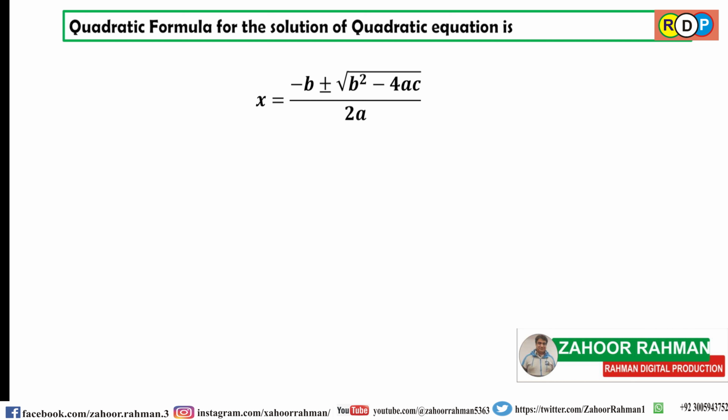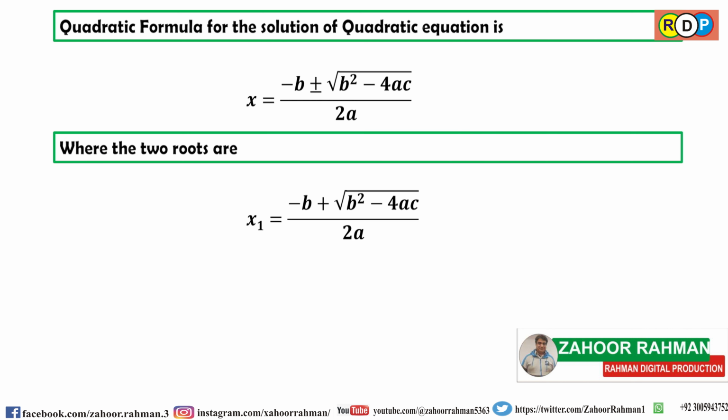We can find the two roots, that is x1 will be taken because here you can see that one is positive and one is negative. So the first one we are taking with the positive one, and that will be x1, and the second one we are taking with the negative one, and that will be equal to what? That will be root number 2.